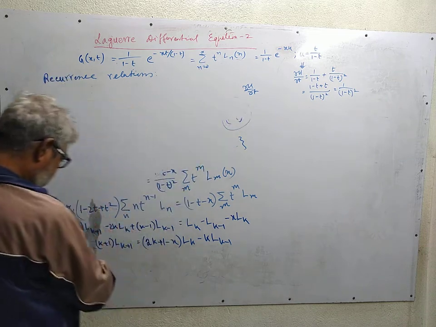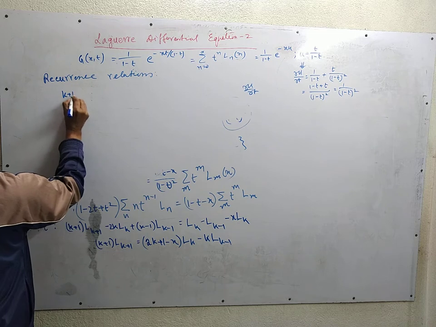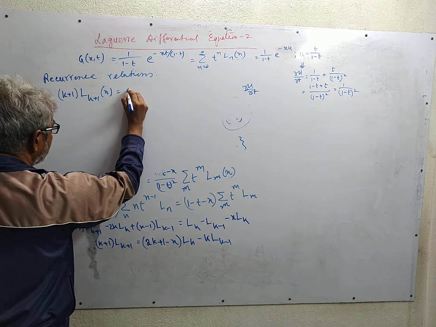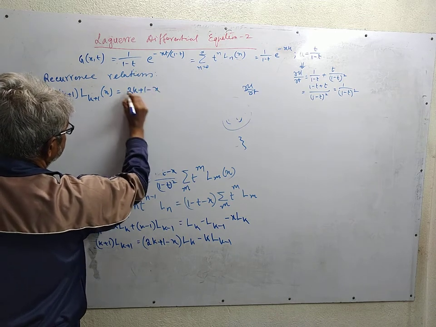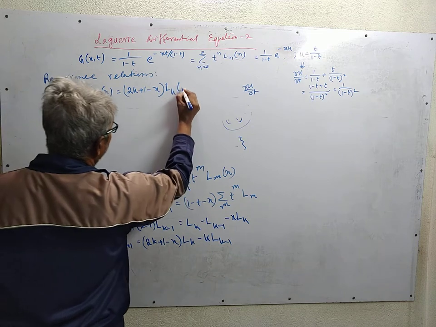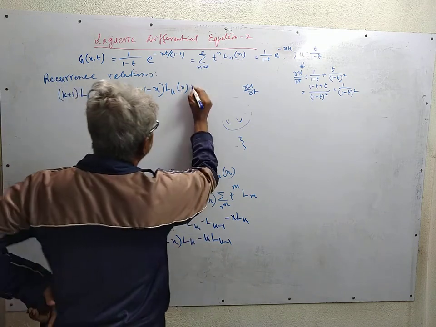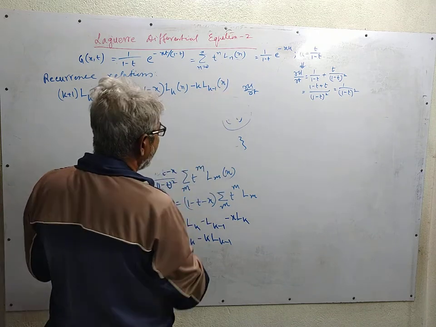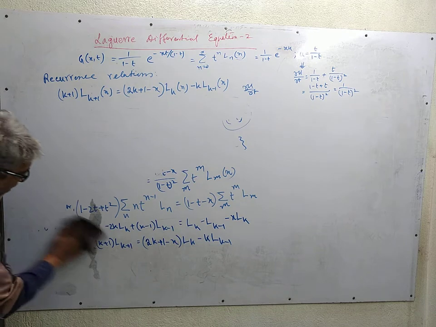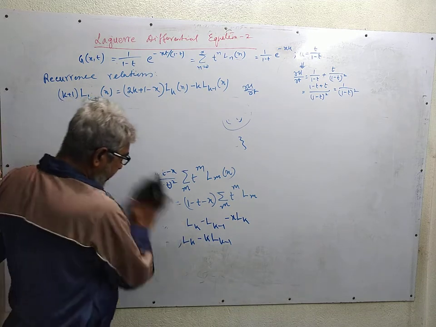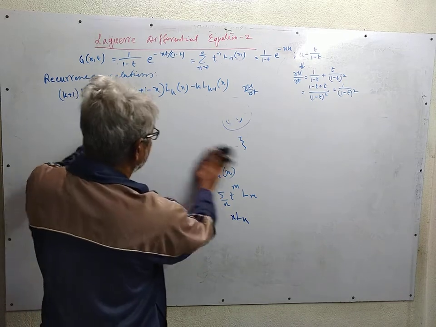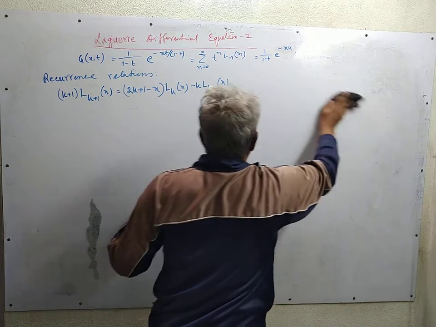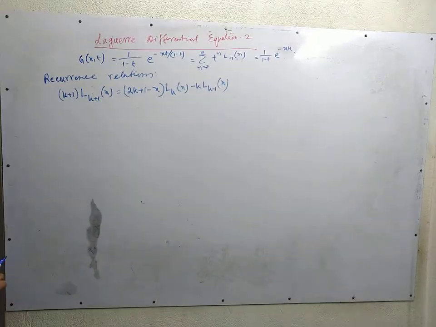can be written as (k plus 1) L of k plus 1 of x is equal to (2k plus 1 minus x) Lk of x minus k Lk minus 1 of x. And knowledge of the lowest two orders of Laguerre polynomial enables us to find higher order Laguerre polynomials by using this recurrence relation.